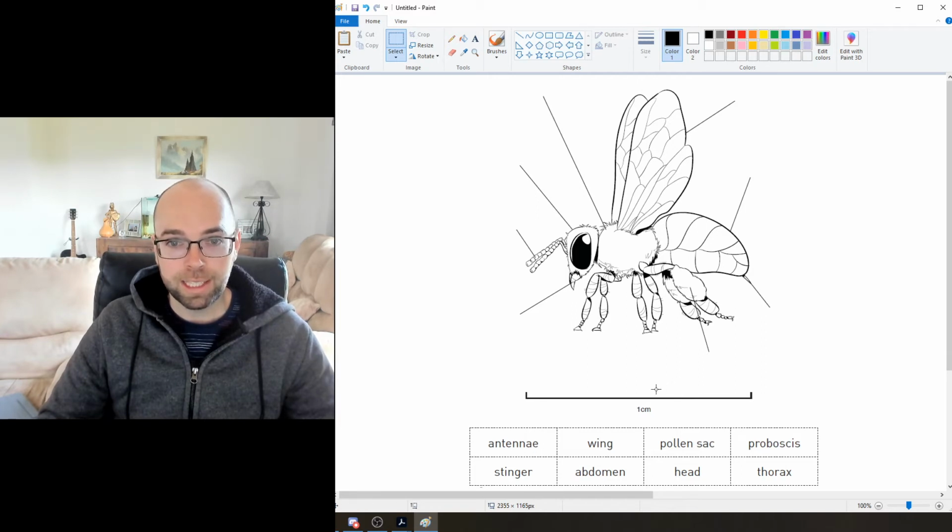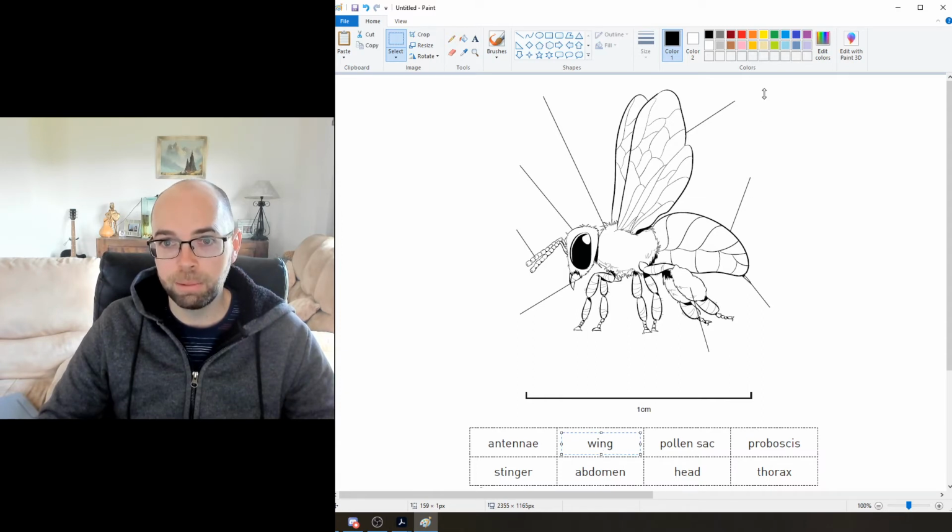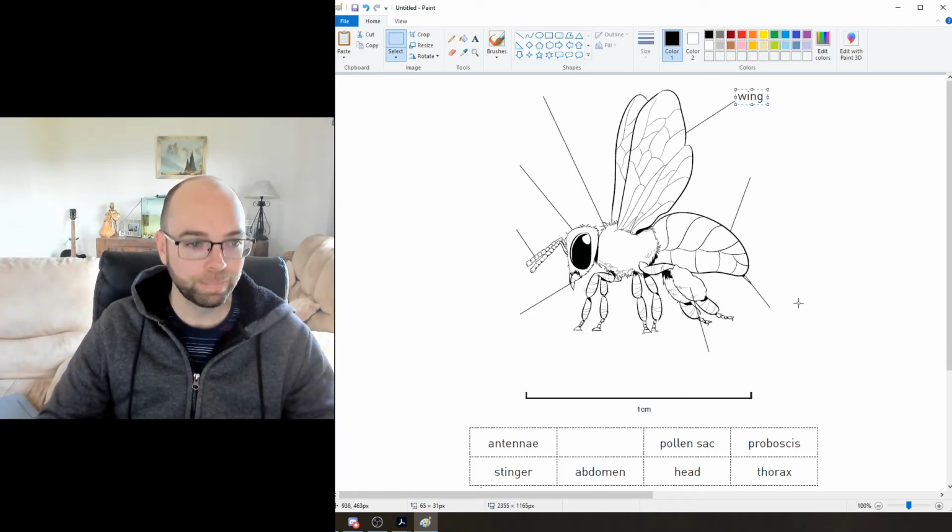All right, so let's start off with some easy ones here. We've got a wing. Okay, I'm gonna put the wing up here. Nope, that's stuffed up again. I did that last week. Okay, there we go, the wing. All right, obviously that's a bee's wing.